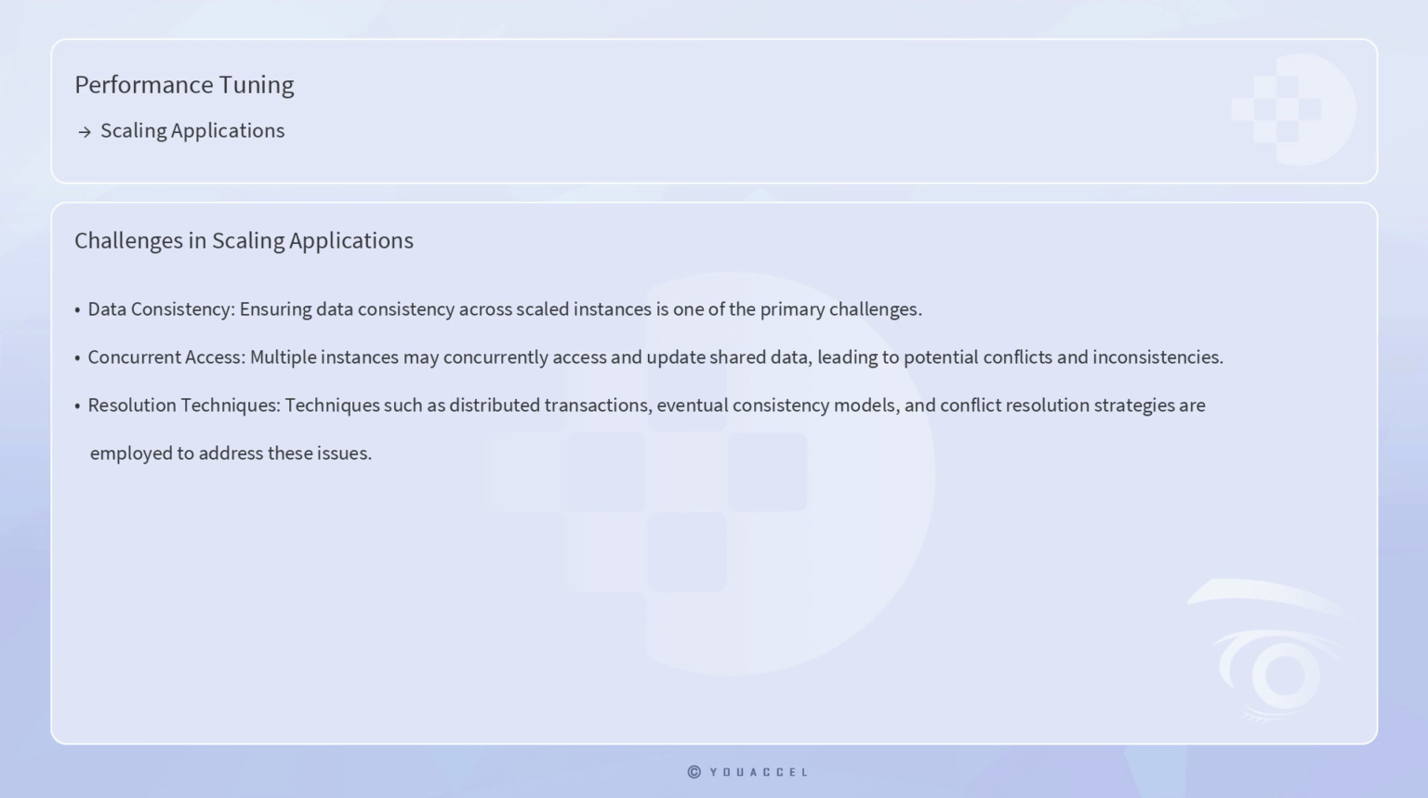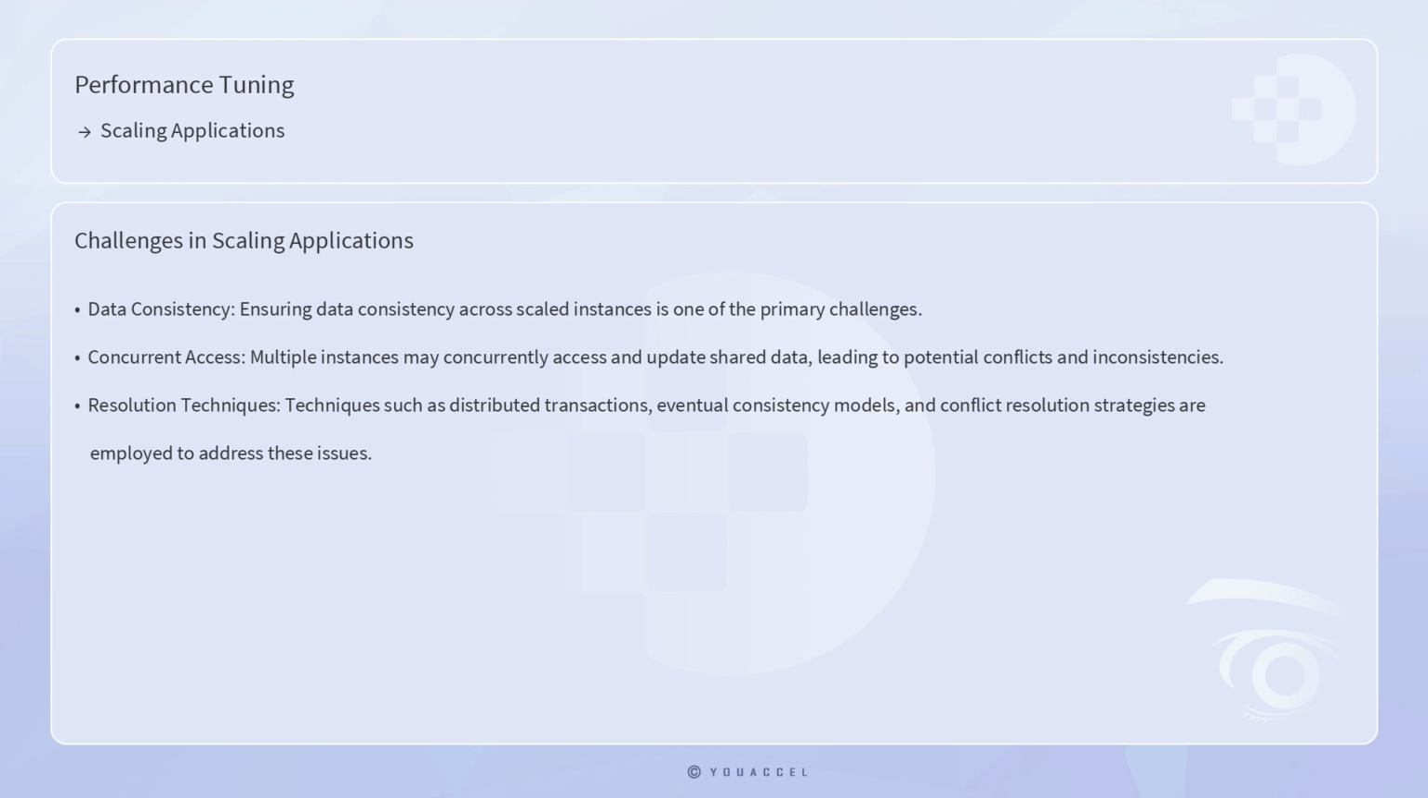However, scaling applications is not without challenges. One of the primary challenges is ensuring data consistency across scaled instances. In a horizontally scaled environment, multiple instances may concurrently access and update shared data, leading to potential conflicts and inconsistencies. Techniques such as distributed transactions, eventual consistency models, and conflict resolution strategies are employed to address these issues.